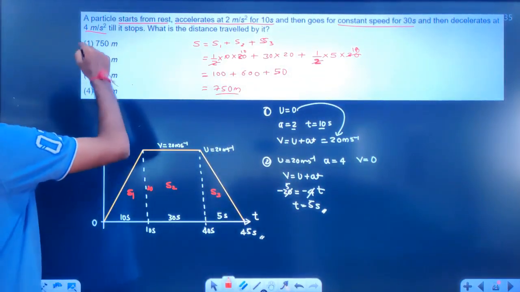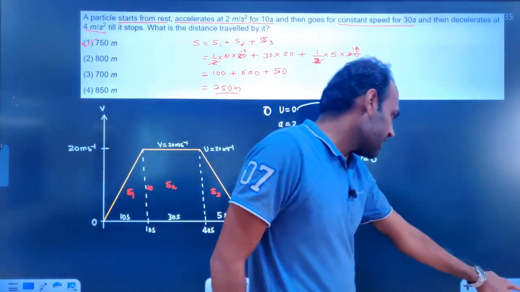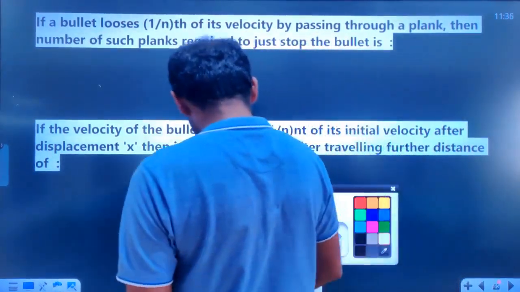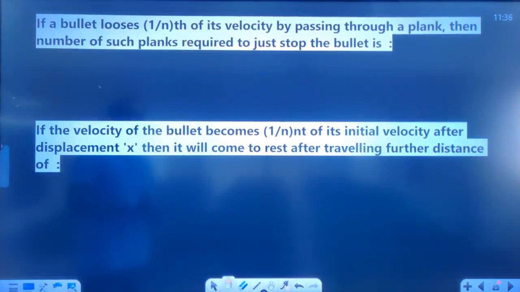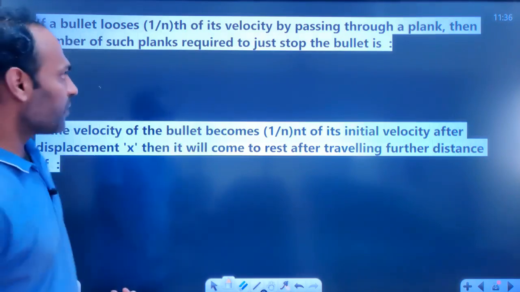So which option is correct? Option 1 is correct. This is how we have to calculate, right? Okay, next let us go to the next concept now. So the next concept is: if a bullet loses 1/nth of its velocity by passing through a plank, then number of such planks required just to stop the bullet. Number of planks required.